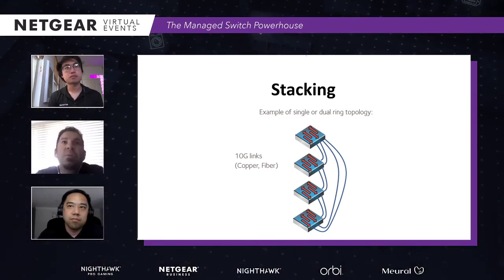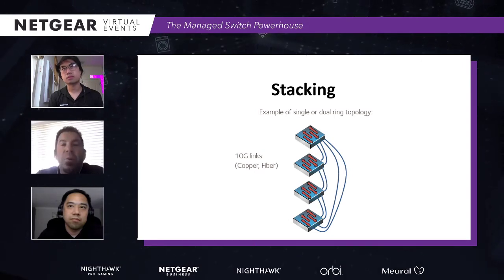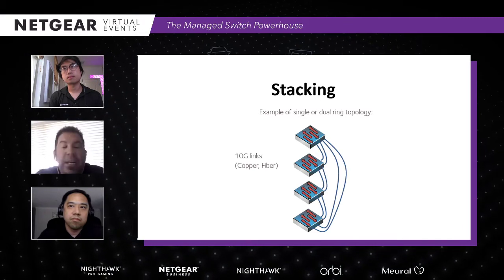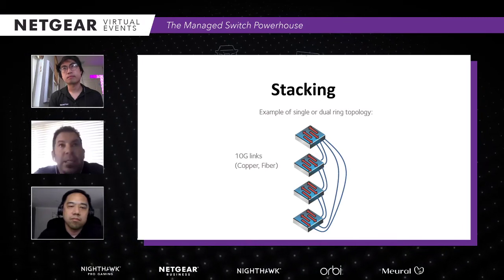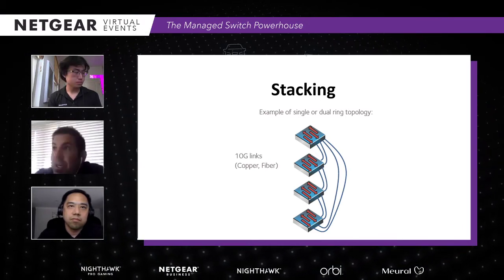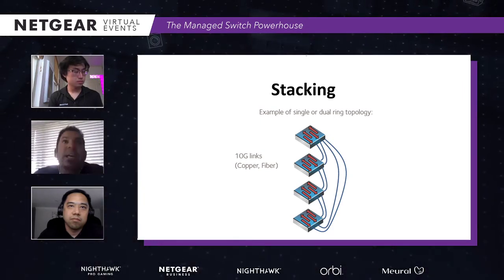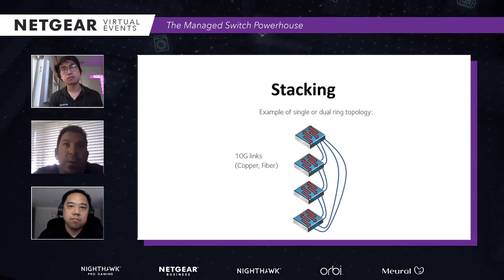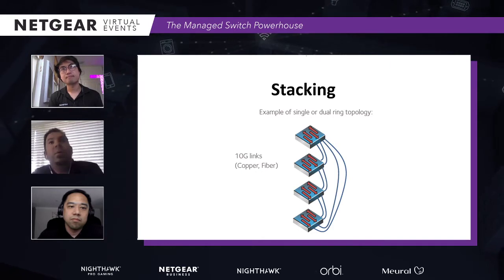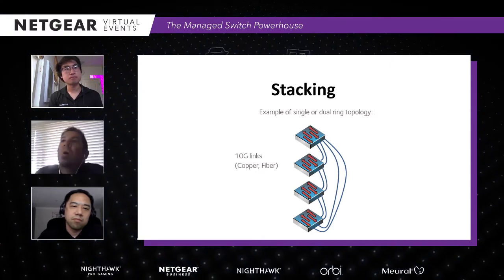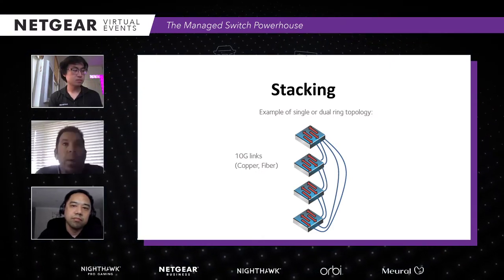The reason is that the throughput you're getting between the switches is only a gigabit. That's the first problem. The second problem is you have to manage each switch individually. Even worse, you're using up your precious ports, if I could say that word, on the front. So what's a better way to do this? And the answer is stacking.